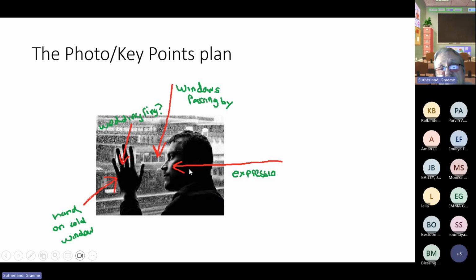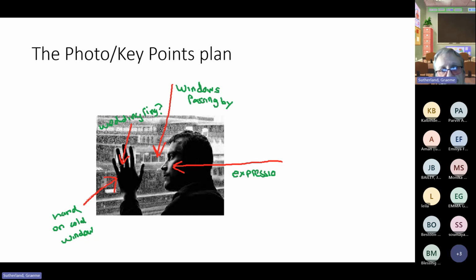That's 1, 2, 3, 4. That is 4 paragraphs. That's my plan. It's as fast as that. It's the most obvious things in the picture, and I'm simply going to write about those things. I didn't have any kind of feeling or thought about it. It's just automatically choose the 4 most obvious things about the picture and write 4 paragraphs, 1 on each.